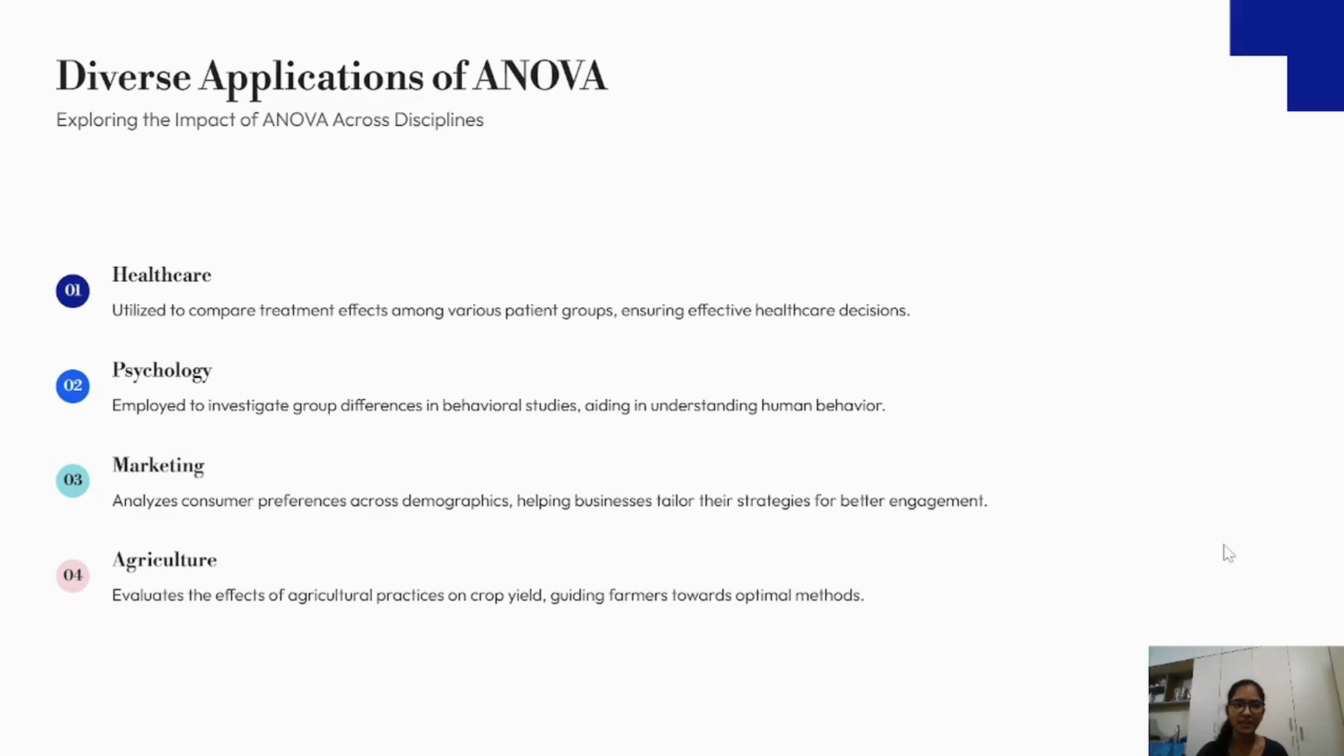Diverse applications of ANOVA include healthcare, where it is utilized to compare treatment effects among various patient groups, ensuring effective healthcare decisions. Psychology, where it is employed to investigate group differences in behavioral studies, aiding in understanding human behavior. Marketing, where it is used to analyze consumer preferences across demographics, helping businesses tailor their strategies for better engagement. In agriculture, it evaluates the effects of agricultural practices on crop yield, guiding farmers towards optimal methods.